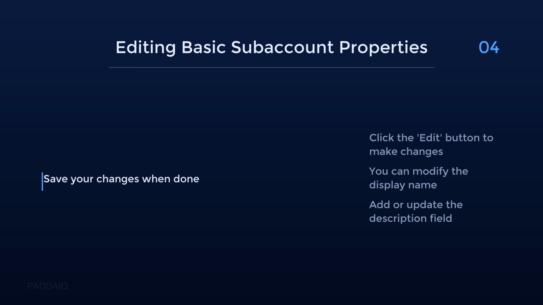Save your changes when done. This means you must confirm any updates you make to the subaccount, like its name or description. For example, after renaming a development subaccount to Project Phoenix, you must save it. Otherwise, your modifications will be lost and not applied. Always remember to finalize your edits.